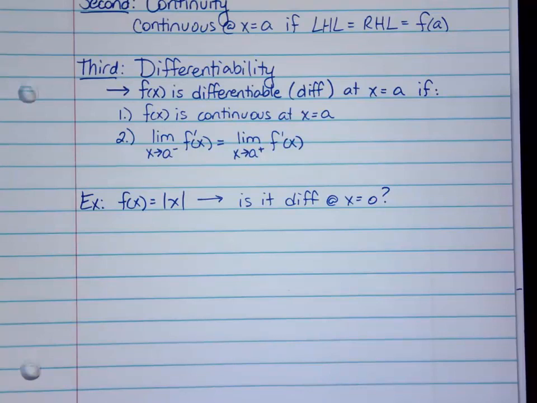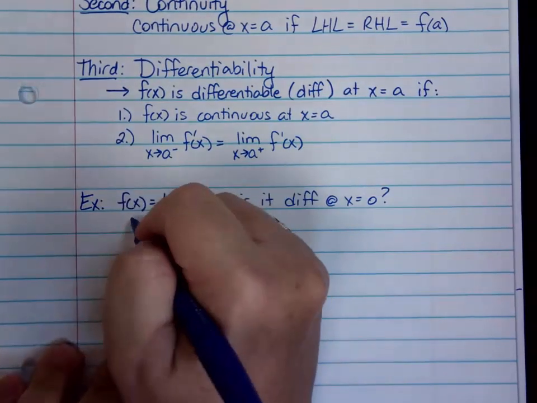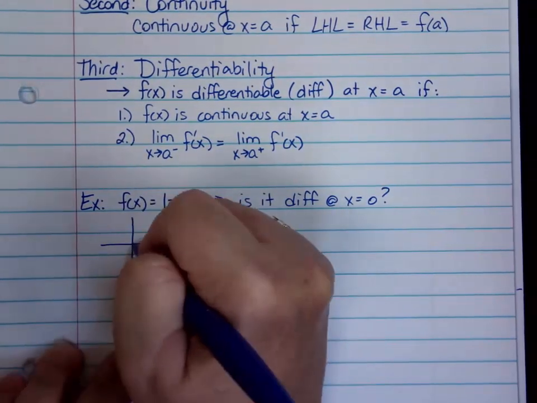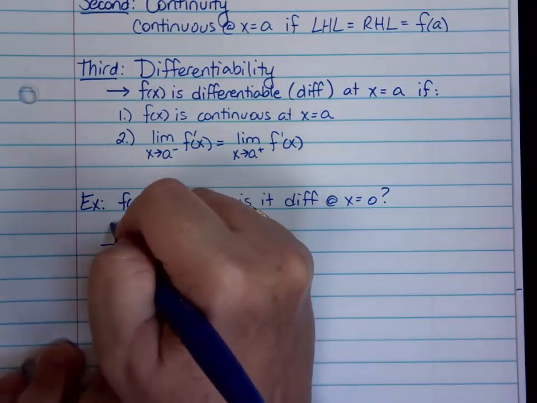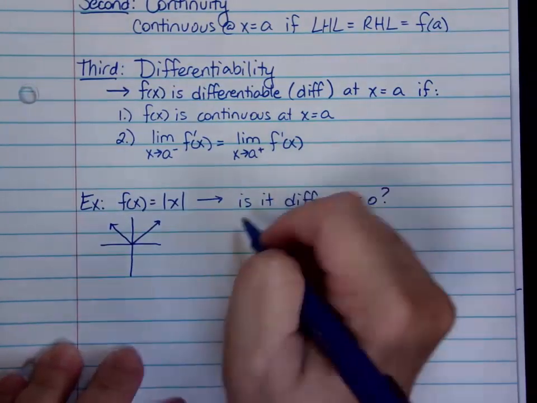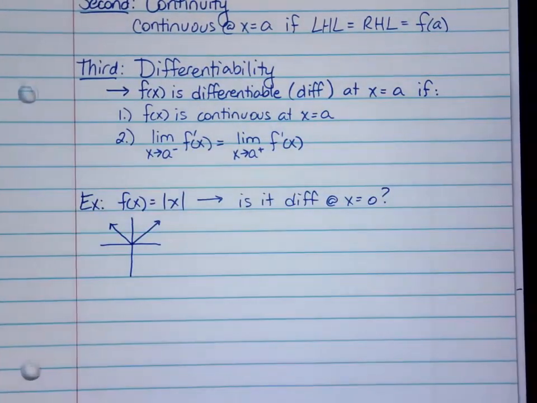Now, do all of you know what the absolute value graph looks like? What does it look like? It's a V. It's a simple V. And we're going to use the graph to help us. Is it differentiable at 0? At the vertex of the V? Okay? I will tell you that the answer is no, and I'm going to prove it to you.